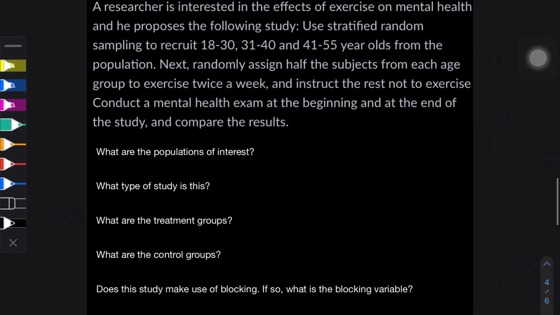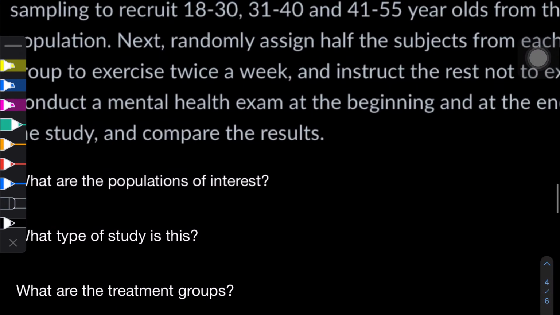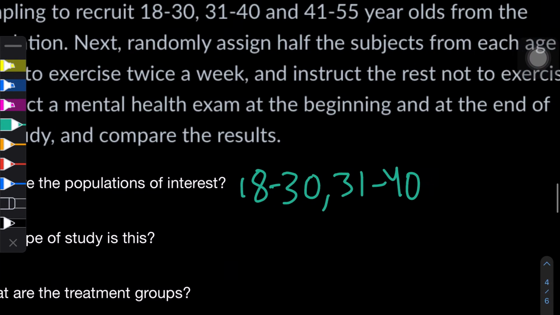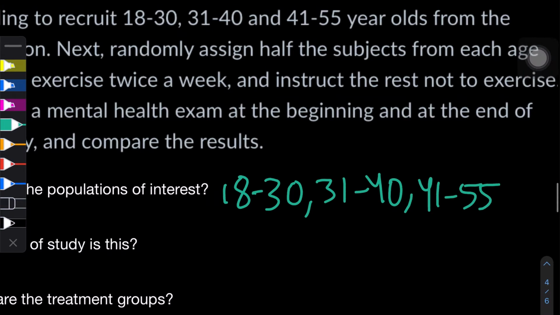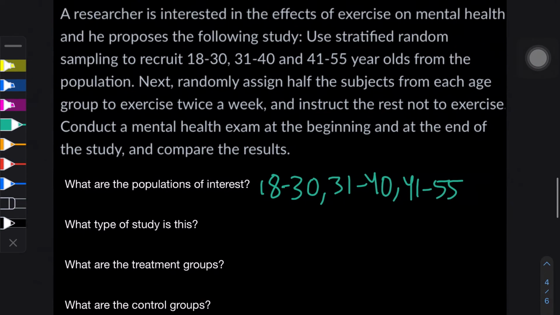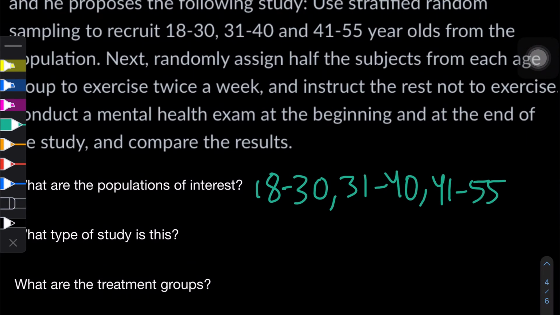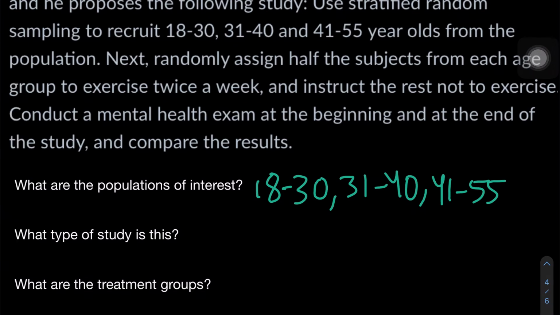Okay, so first question, what is the population of interest? Obviously, we have 18 to 30-year-olds, then we have 31 to 40-year-olds, and then we have 41 to 55-year-olds. And now our population of interest is just what we're testing, who we're testing from, where we're obtaining our samples from. And that's what we're looking to answer our experimental question about.